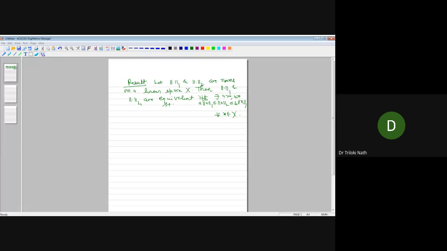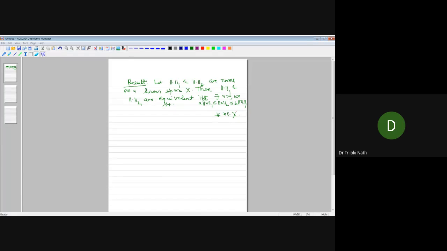Okay, so let me start again. In the previous lecture, we showed the necessary and sufficient condition on a linear space that two norms are equivalent: a norm x1 is less than or equal to norm x2, which is less than or equal to b norm x1. Okay, so this is an if and only if condition.